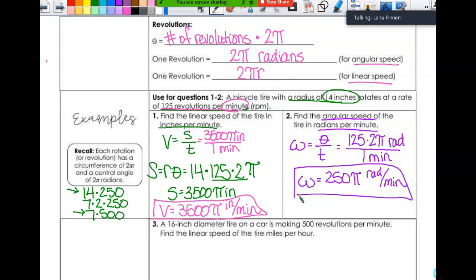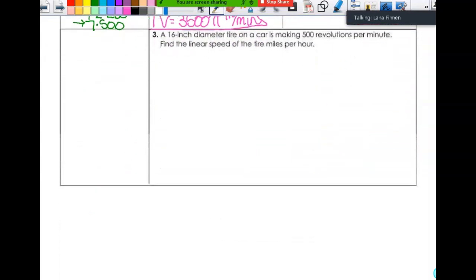Any questions at all? Got to know what the formulas are, got to know how to get the pieces, but we're about to have to convert these and have to think a little bit more. Okay, number 3. A 16-inch diameter tire on a car is making 500 revolutions per minute. So 16-inch diameter tire, 500 revolutions per minute. I want to find the linear speed.